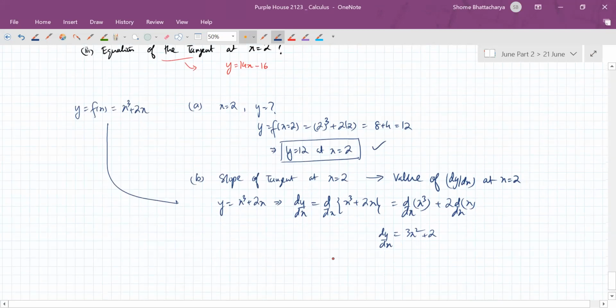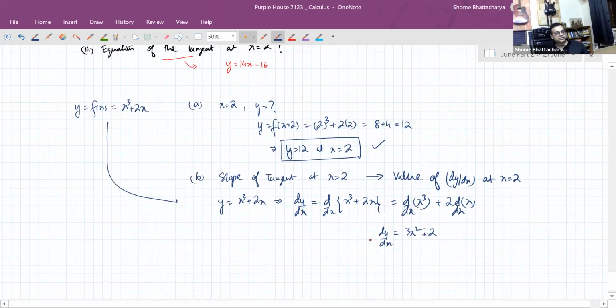Sir, it will be 2x, no? No, differentiation of 2x is 2, beta. So slope at x equal to 2 is nothing but dy by dx at the point x equal to 2. So it is 3 into 2 square plus 2. So that's how we got this 14. Okay.